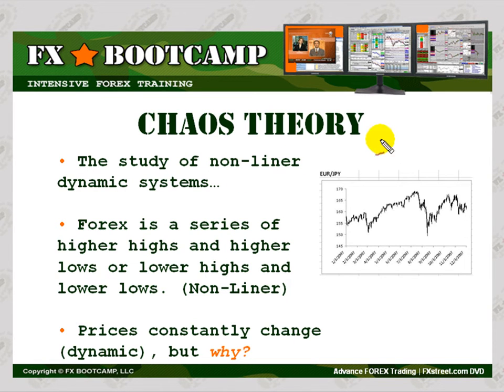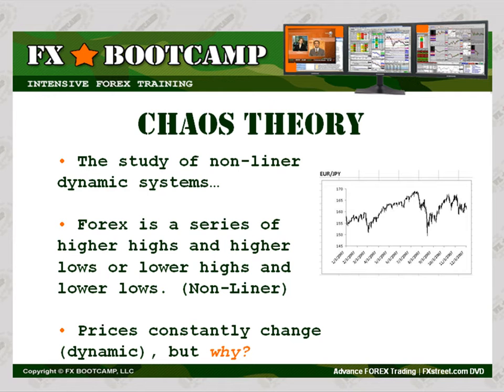Okay, right? Lower high, lower low, lower high, lower low, lower high. That's a trend. By definition, it happens all the time, right? By definition, it goes up all the time in a falling market. That's nonlinear. A falling market isn't straight down and never comes back. It always comes back.